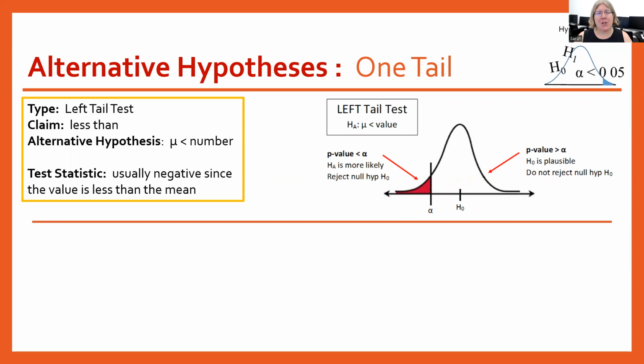Typically that means your test statistic is going to be negative, because if you think of this like a z-score, we're typically looking at something that's going to be below the center of the distribution. So those z-scores below the center are negative.